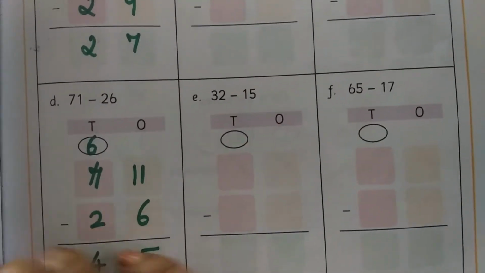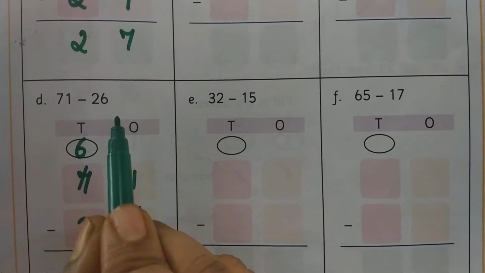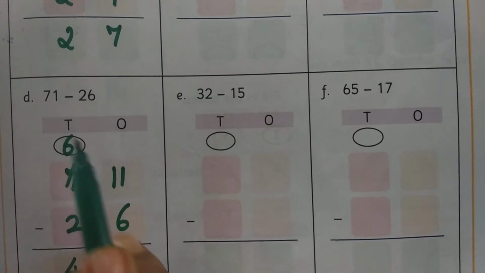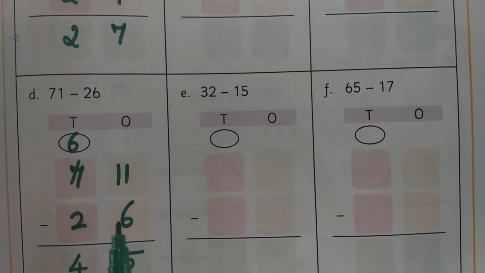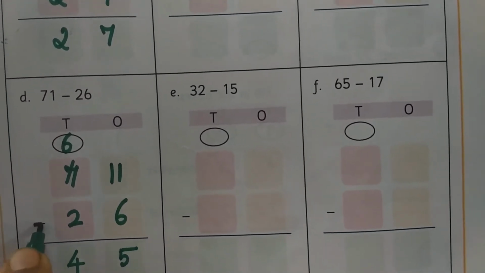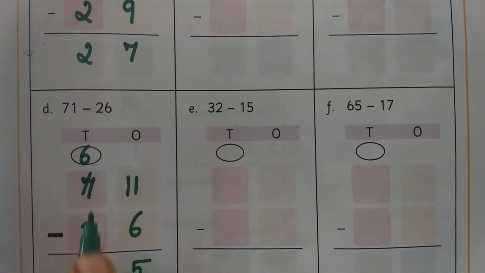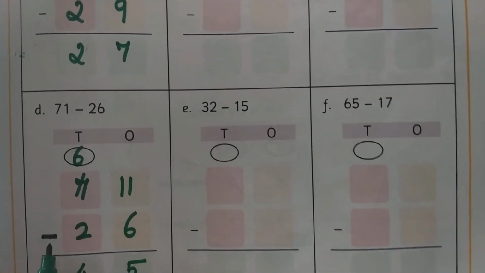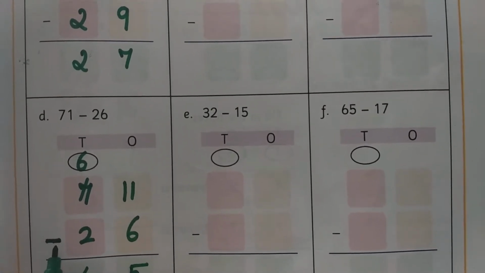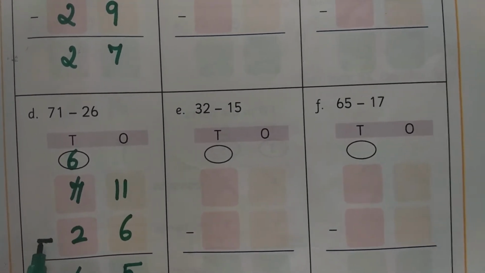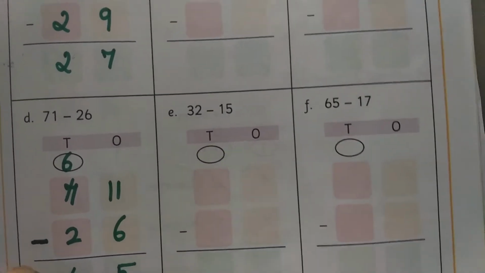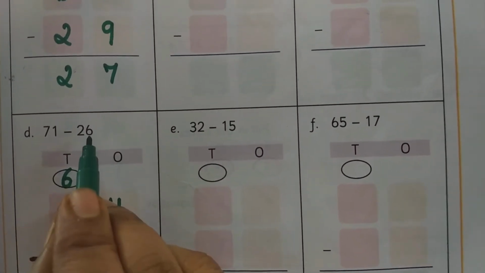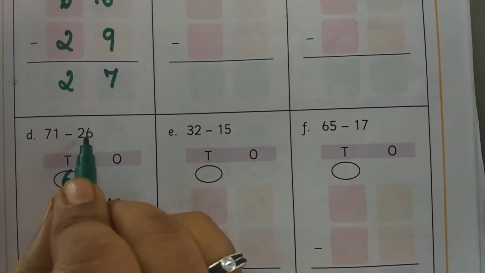And see the D sum, 71 minus 26. First you take and write the number 71 and subtract 26 from this number, so write 26 also. Then you do the subtraction. This symbol is very important. Whenever you are doing an addition or subtraction fact, you must mention the symbol, whether plus or minus, for the operation you are doing. Here we are doing subtraction, minus. In the ones place, from 1 you cannot subtract 6. 6 is the larger number and 1 is the smaller number.